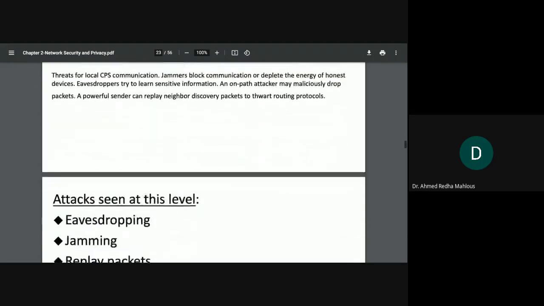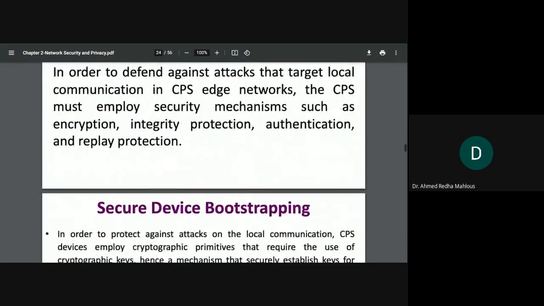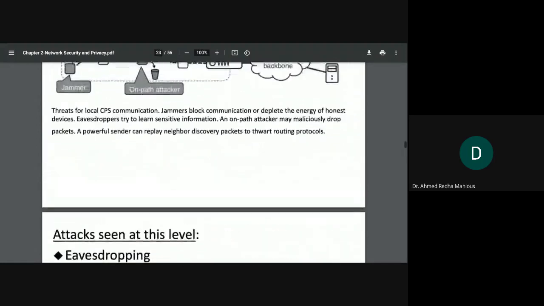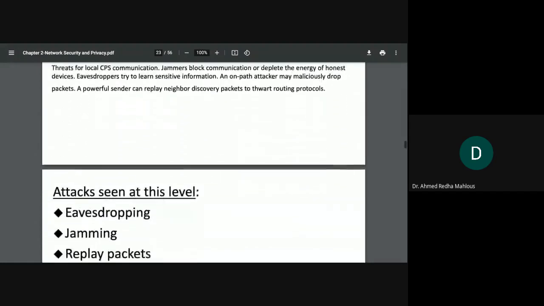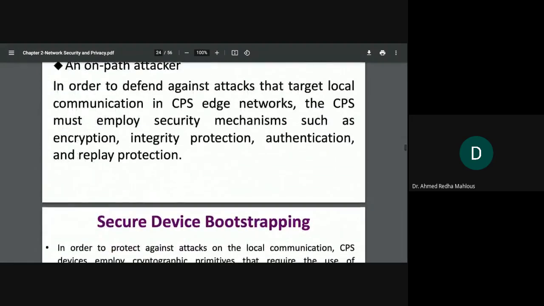And we looked at how, to prevent, for instance, an eavesdropper, someone who is listening to the communication and tries to get hold of the information exchanged between the devices within the same layer or same level, one solution is that we choose to have some types of encryption.